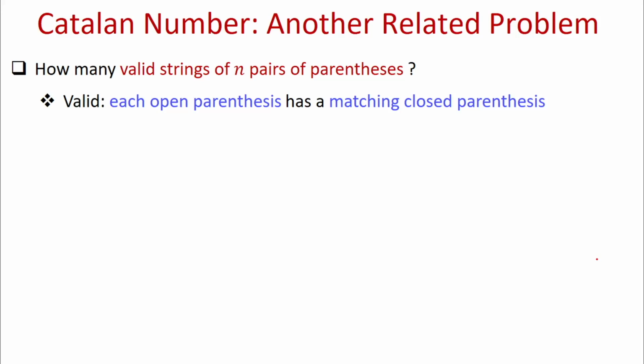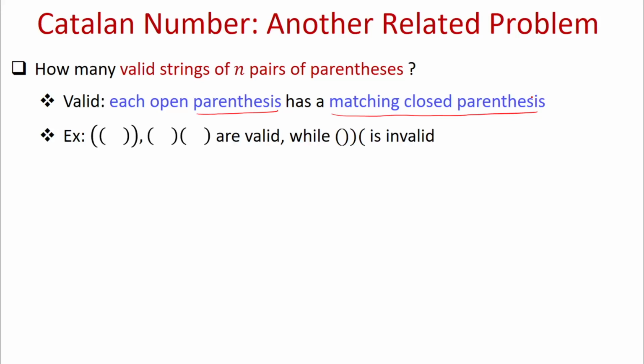But still the answer is the nth Catalan number. So here we want to find out how many valid strings of n pairs of parentheses we can have. And what's my definition of valid strings of n pairs of parentheses? Well, if I parse that string from left hand side to right hand side, then it should be the case that each left parenthesis or opening parenthesis should have a corresponding matching closed parenthesis. That's my definition of a valid string of n pairs of parentheses.